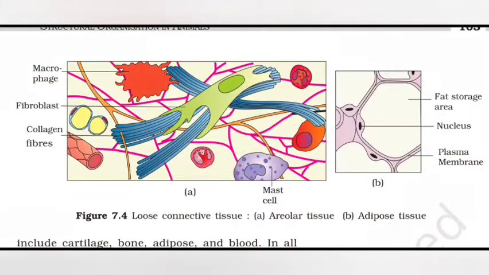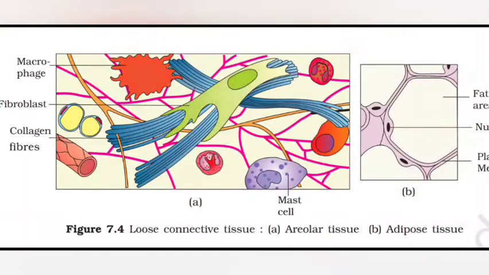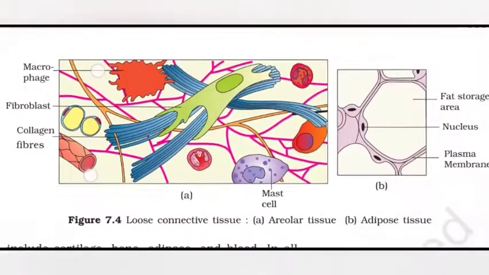You can see the matrix of areolar connective tissue has different types of cells. First is macrophage. Macrophages are protective cells. They help in the defense mechanism. Then there are fibroblasts. Fibroblasts are fiber producing cells. These fibers may be mainly collagen fibers, and also the elastin fibers. So they provide elasticity to our skin.